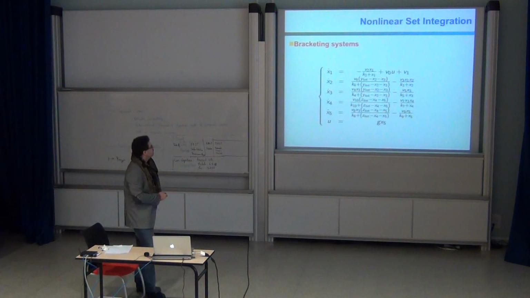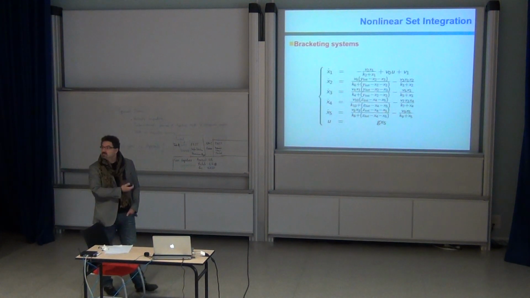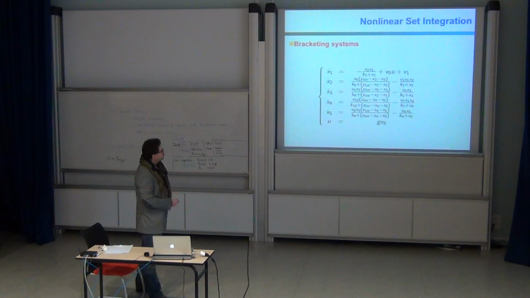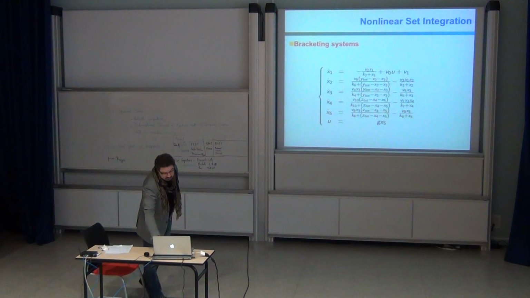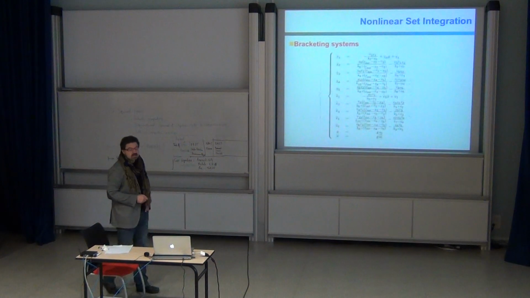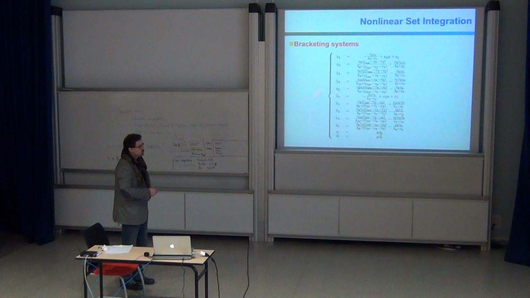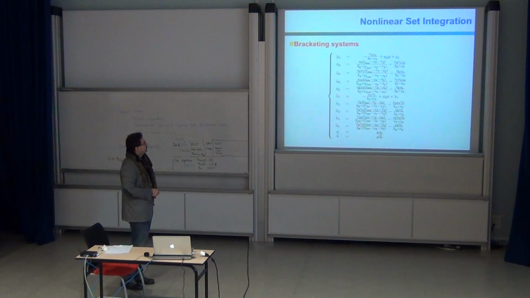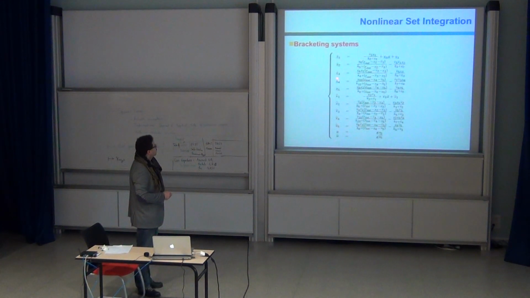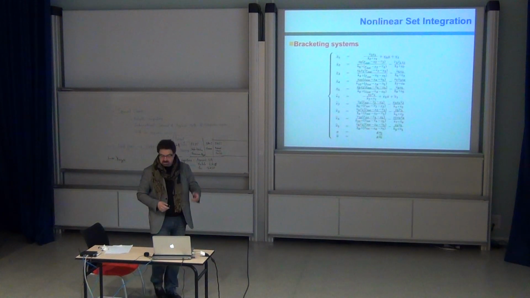Let's see a simple example, a 5-dimensional system. It is quite simple, in fact. A nonlinear one coming from biology. If we apply directly the rule for building this bracketing system, we end up with twice-dimensional coupled differential equations, and you can see here lower bounds, upper bounds, and the lower bound here is, let's say, this one. This lower bound depends on the upper bound of this third variable. So it's a couple of differential equations.